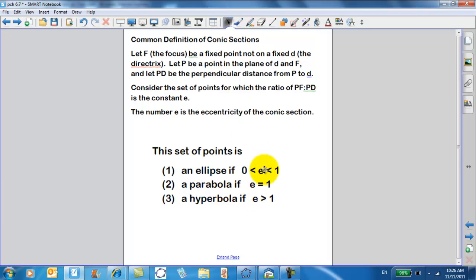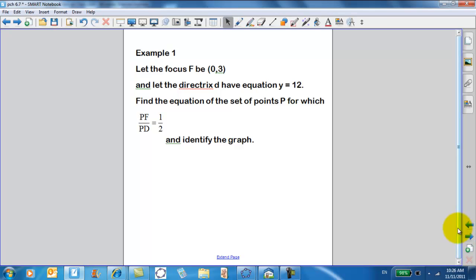If the eccentricity equals 1, then the ratio PF to PD is 1, so PF equals PD, and that's what we called our definition of the parabola before. But notice if the ratio is smaller than 1, we get an ellipse, and greater than 1, we get a hyperbola. Let's see how this works. First of all, with this first example, I want to try and work it out algebraically.